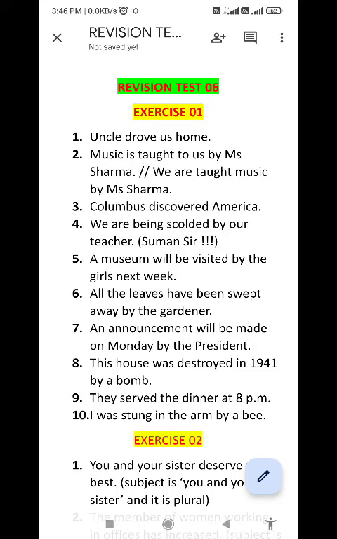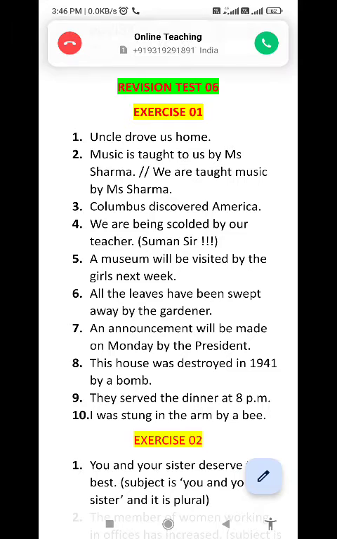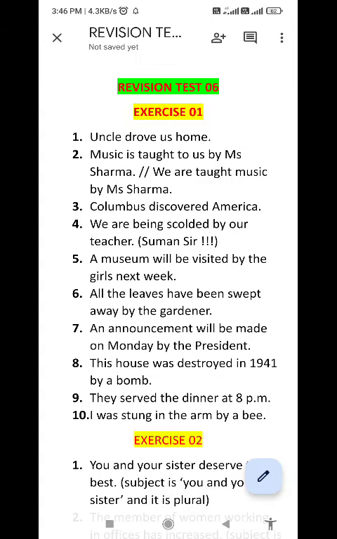At first, exercise 1, it was given that you have to choose whether the given sentence is in active voice or in passive, and then you have to change. If it is in active, you have to write it in passive. If it is in passive, you have to write it in active. That is how it is the instruction.